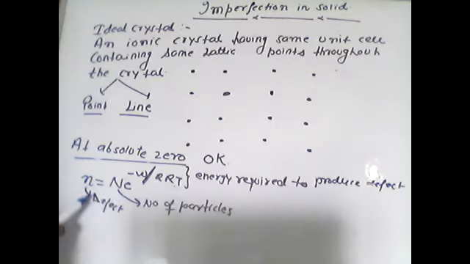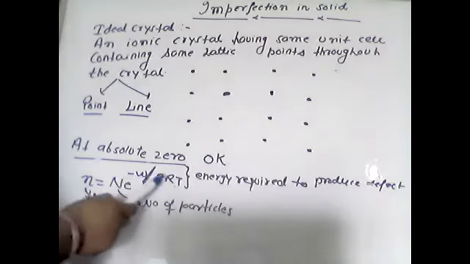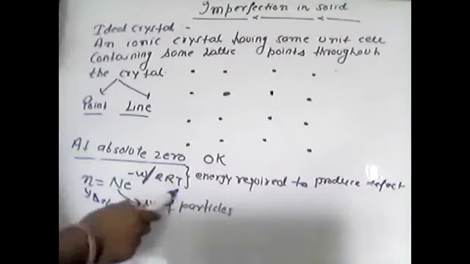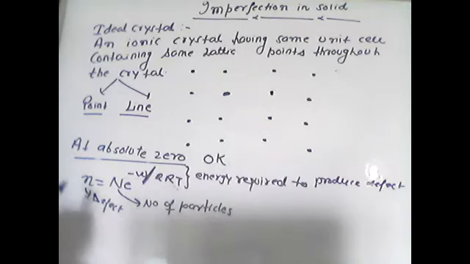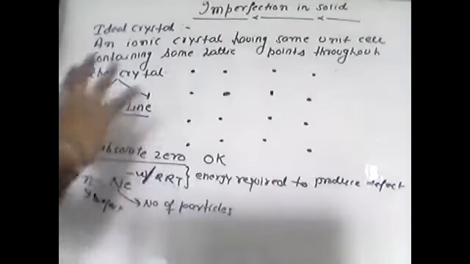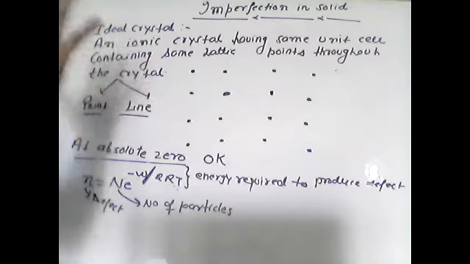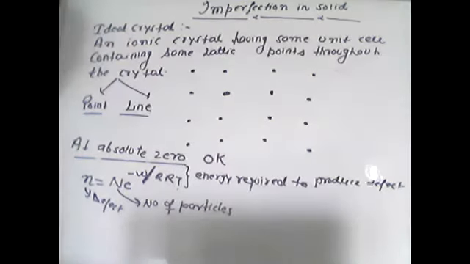Total number of particles, how many are there? How many defects will be created? So n is equal to N e raised to minus W by 2RT means the number of defects and the temperature are related to each other exponentially. As temperature increases, defects will be created. This is a little bit of the concept of defects. I will go to imperfection in solids, or defects in it. So we'll discuss the point defects. In point defects, we have a classification. Let me give you that classification.